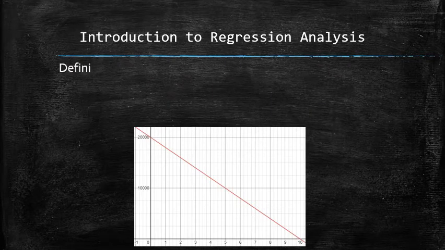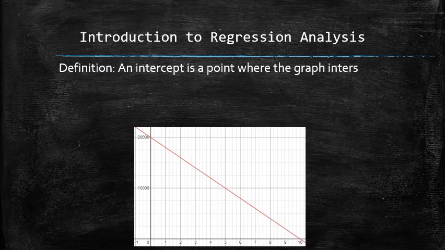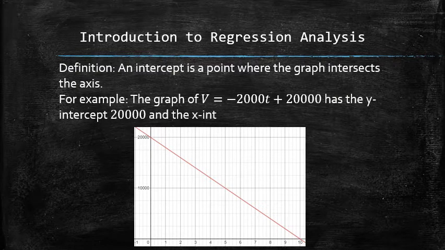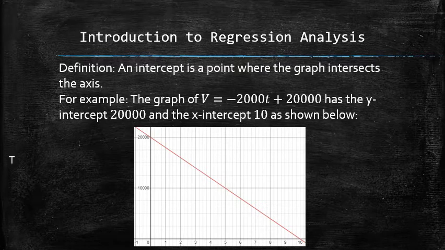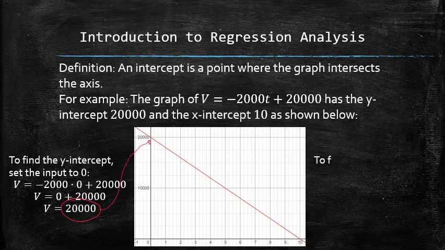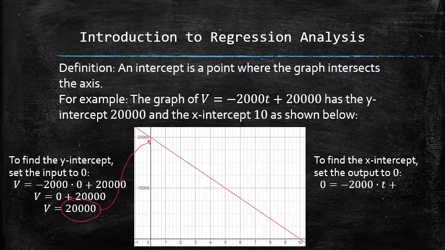An intercept is a point where the graph intersects the axis. For example, the graph of V equals negative 2000t plus 20,000 has the y-intercept 20,000 and the x-intercept 10, as shown below. To find the y-intercept, we set the input to 0 and evaluate the right-hand side. To find the x-intercept, we set the output to 0 and solve the equation.